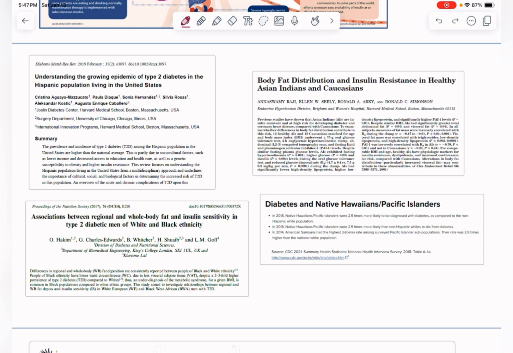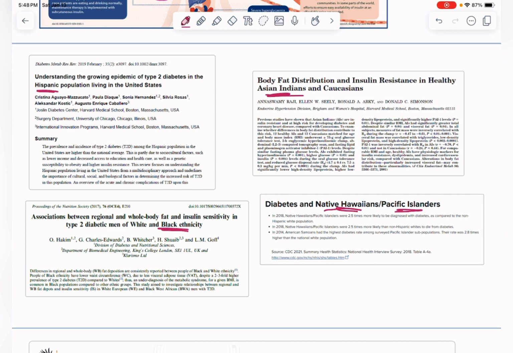And the last thing that I want to mention is that your race or ethnicity can affect your predisposition to type 2 diabetes. And what they're finding is that Latinos or Hispanics have a higher predisposition for type 2 diabetes. Black individuals have a higher predisposition for diabetes, and especially Asian Indians and also Native Hawaiians and Pacific Islanders all have a higher predisposition to acquire type 2 diabetes.